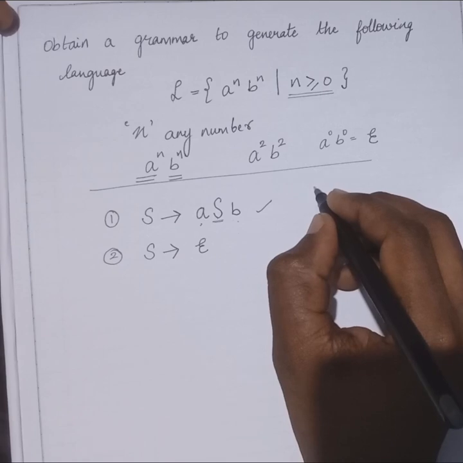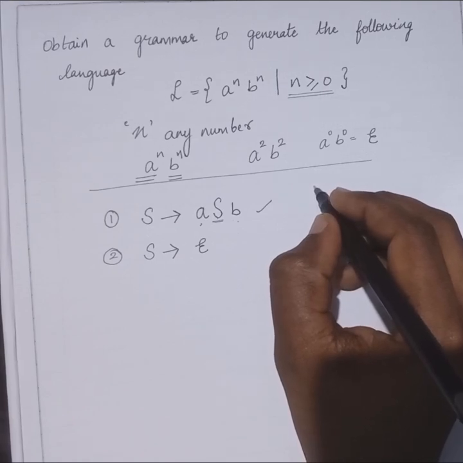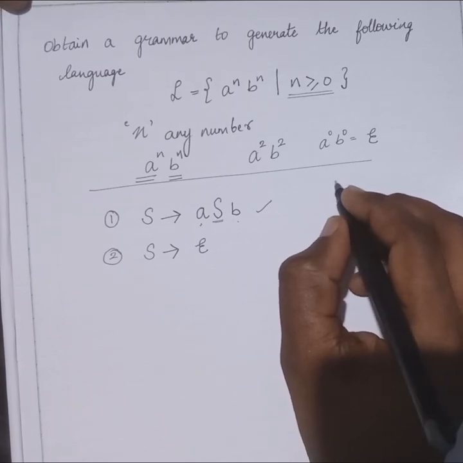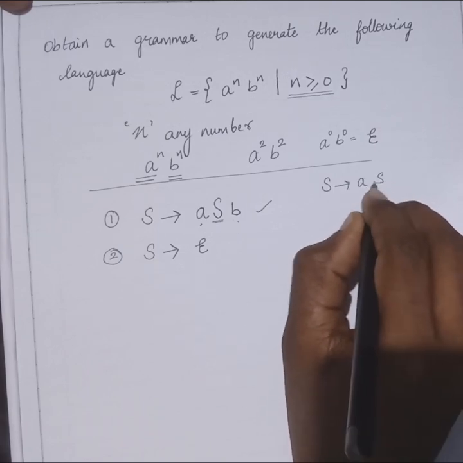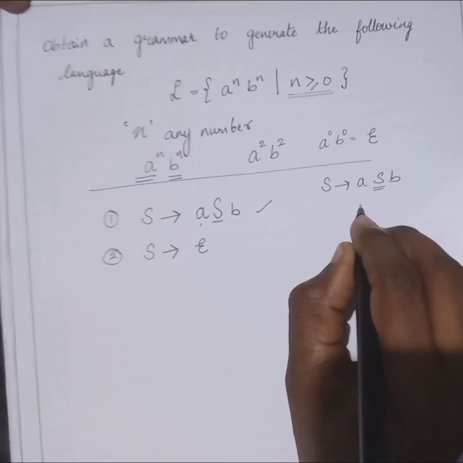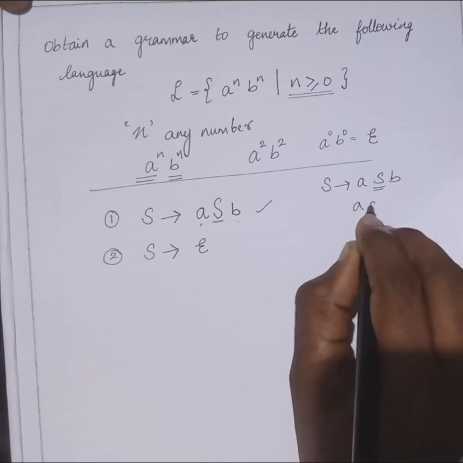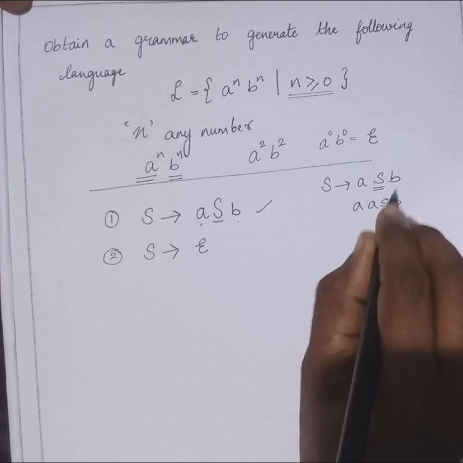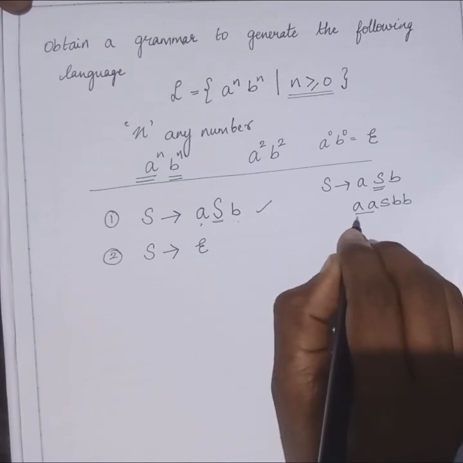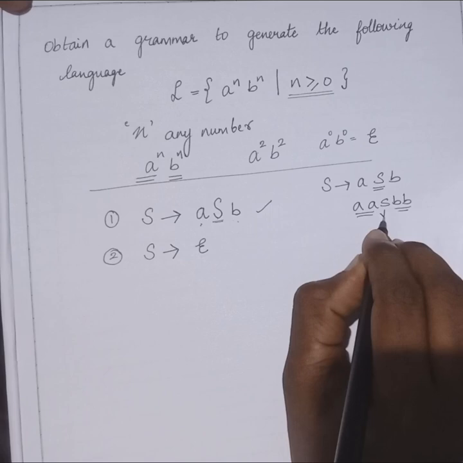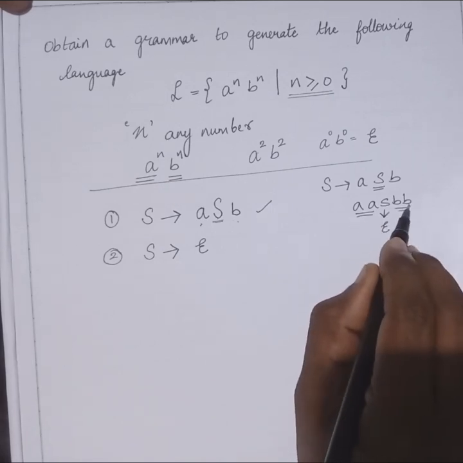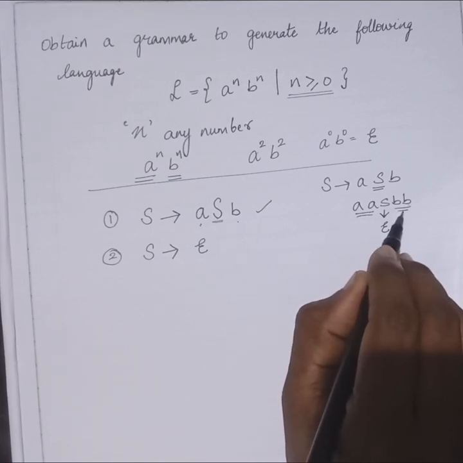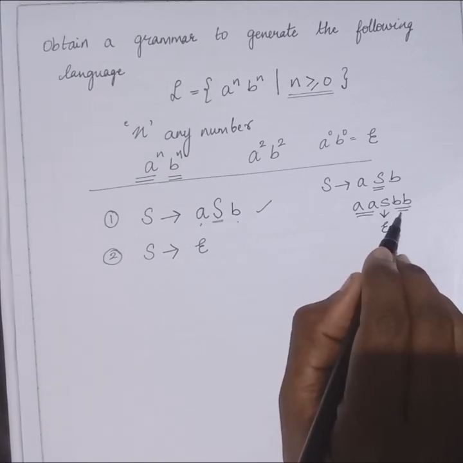I'll just show you an example to confirm that it gives all the different types of strings as output. For example, if you want 2 times a, in the place of S we'll substitute a S b. Again in the place of S, we substitute a S b again. Already one a b is there, so you can see 2 a's and 2 b's. In the place of this S, we'll substitute epsilon. Then we generated a a b b, which means the number of a's is equal to the number of b's, means a to the power of n, b to the power of n.